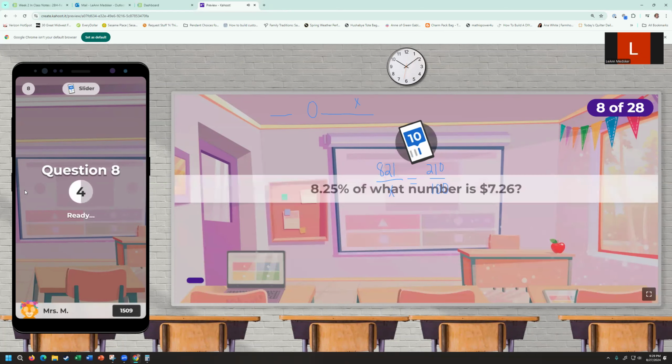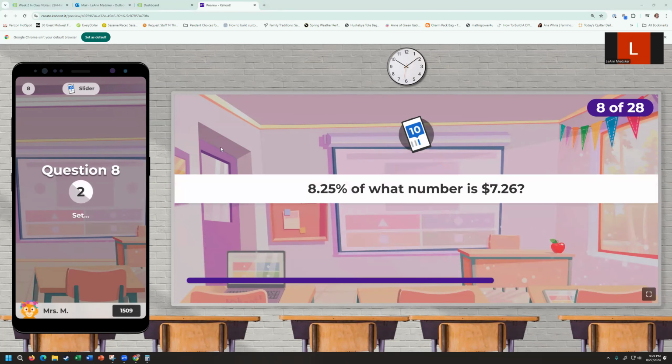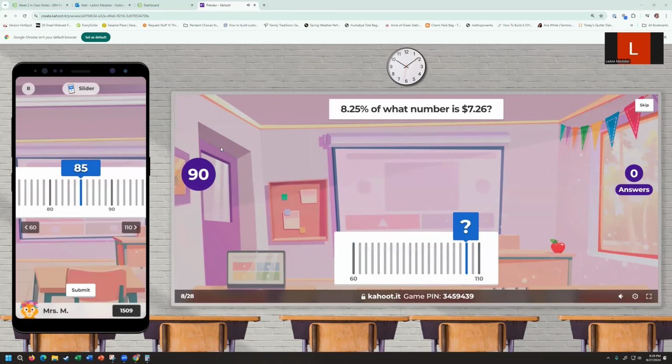So this last question in this part, before we get some extras to do together on notes, is a slider problem. We didn't get to do this in class, so I kind of wanted to show you how one of these works. It says 8.25%, so that's our percent, of what number, so I don't know my of, is the $7.26.